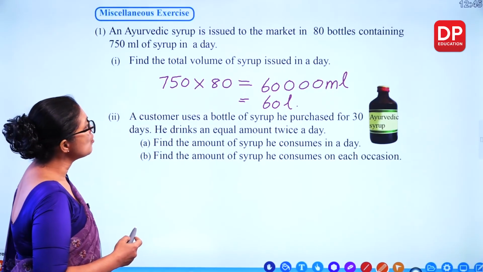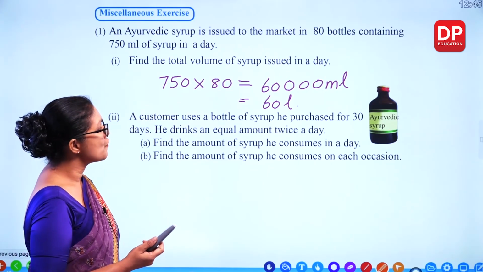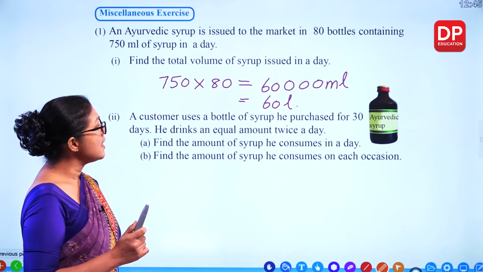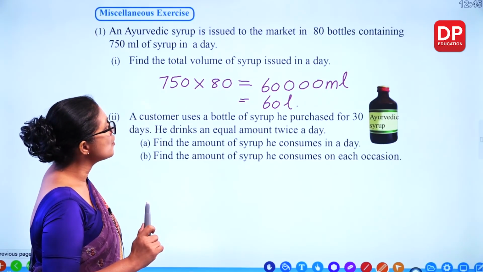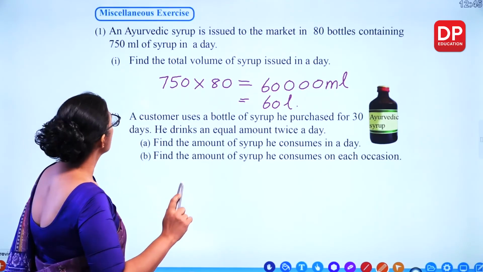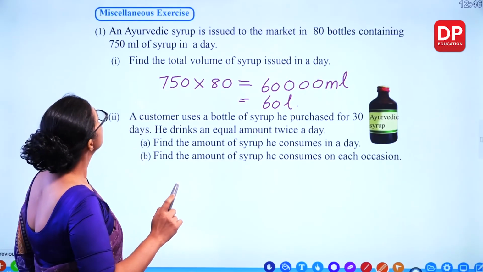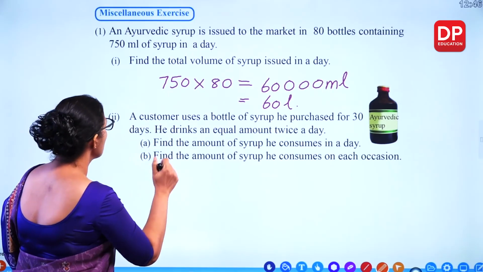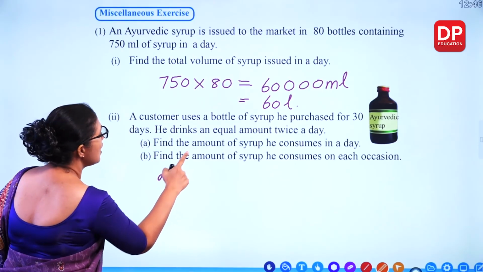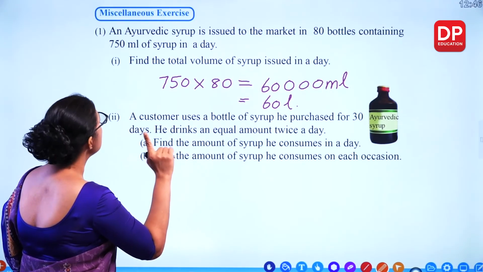A customer uses a bottle of syrup he purchased for 30 days. He drinks an equal amount twice a day. Find the amount of syrup he consumes in a day. So 30 days, that's 750 milliliters of syrup. So how do you find out the amount of syrup he consumes in a day?